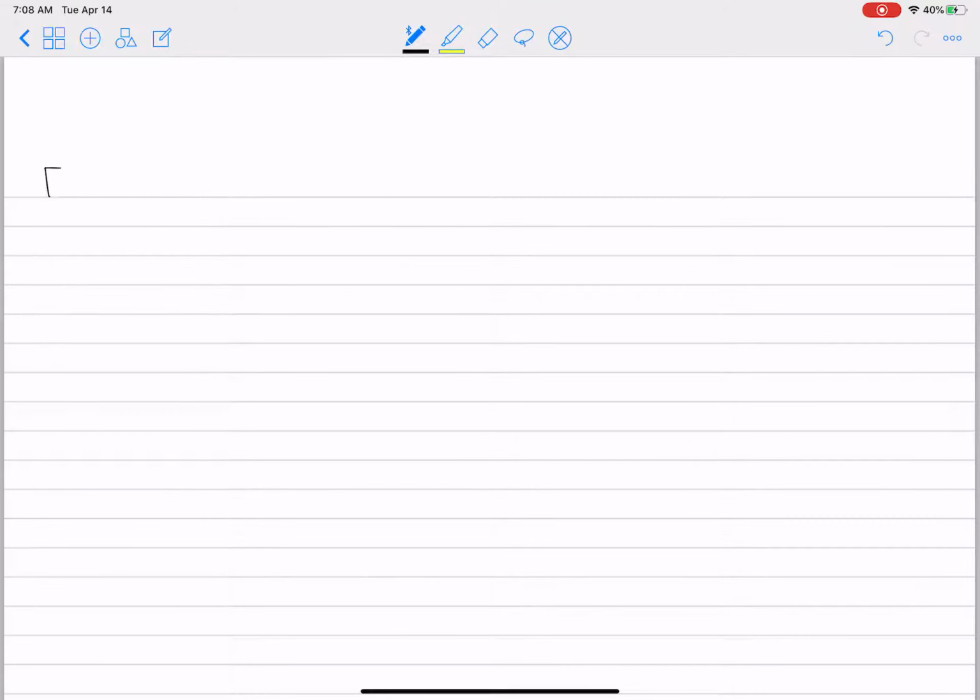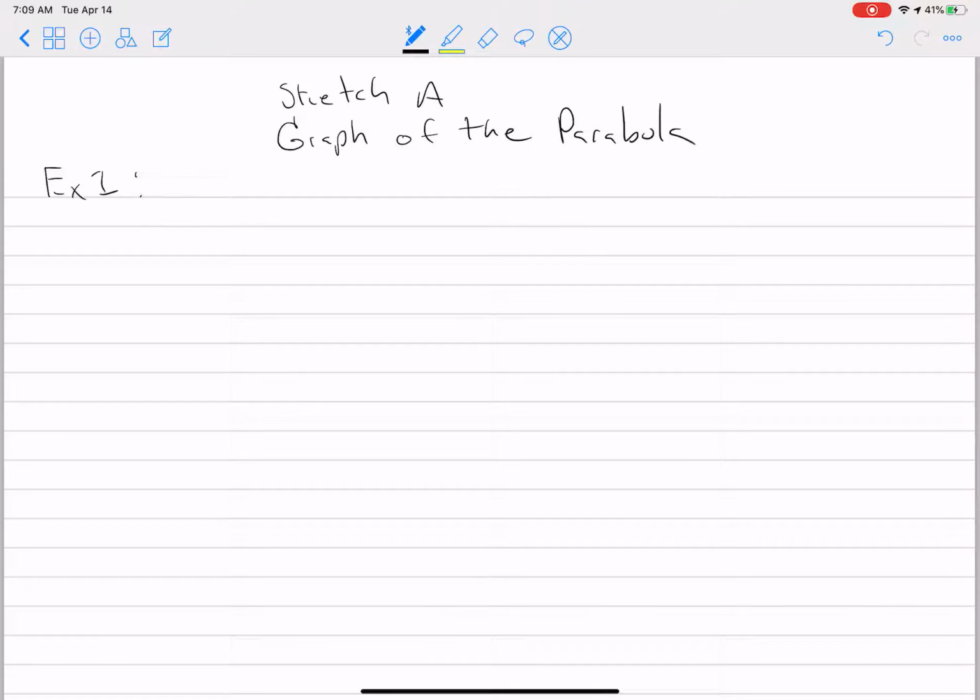Example 1, and the directions are just going to tell us to sketch a graph of the parabola. We're going to sketch a graph of this parabola. And the first example is going to say, let's go with y equals x plus 8 times x minus 6.